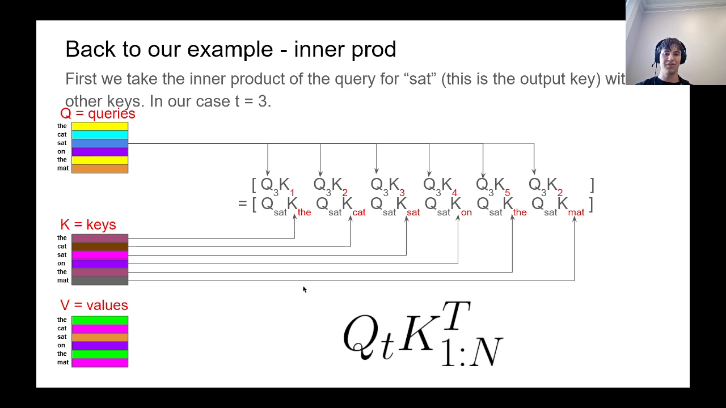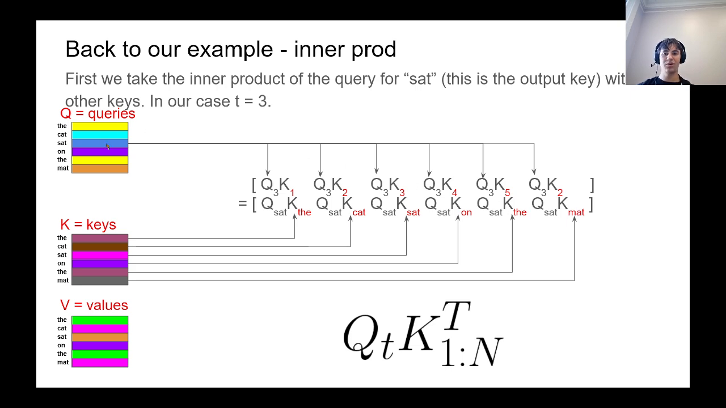Notice how we're doing this. We're doing an inner product, so q sub t is going to be, in our case, 3. I'm just going to be looking at the sat token. The sat token is the third one in our sequence, so I'm going to be looking at q sub 3, or q3. And what we're going to do is take q3, this is a vector, and multiply it with all of our keys. So this will be q_t K transpose, 1 to n, where n is our sequence length, and we're doing an inner product on every single key.